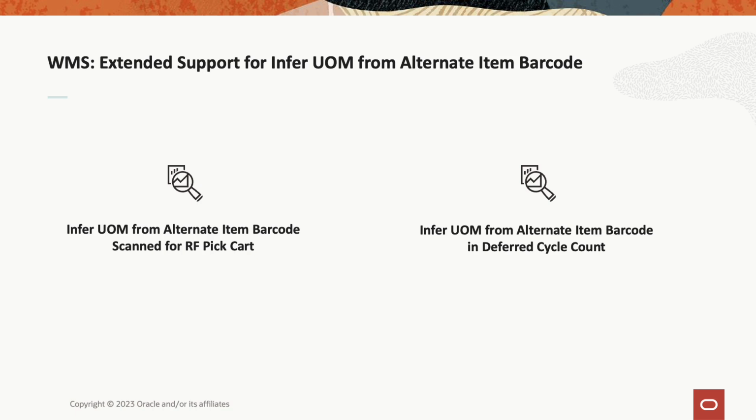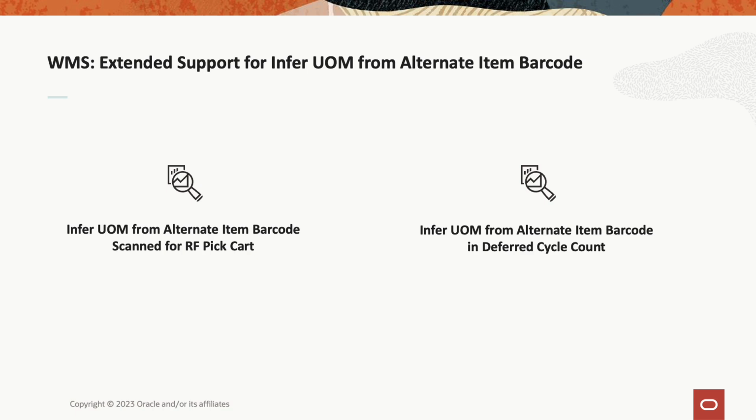In the pick card, WMS now allows you to infer unit of measure from alternate item barcodes scanned during the RF pick card operation. During the pick card operation, if the user scans an item barcode that corresponds to a pack barcode, the user is prompted to enter the quantity in terms of packs, and similarly for cases.